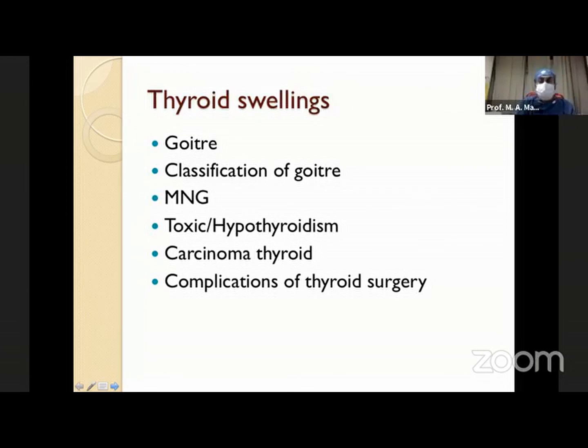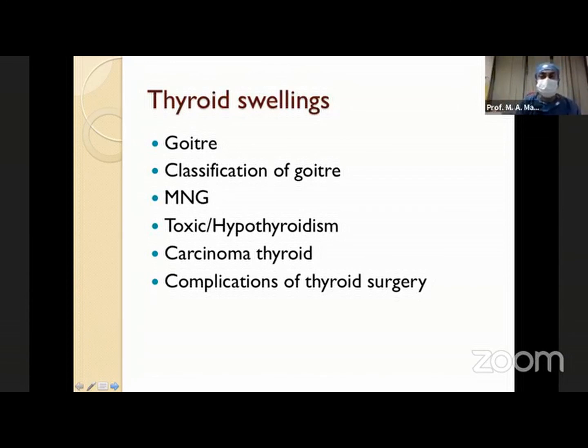Suppose a 35 years old female or male patient presents with two lateral swellings in the neck. One swelling moves on deglutition. Another swelling beside this one is a bit fixed, does not move on deglutition. What do you think? The patient presents with two swellings. One swelling is in the thyroid, which moves on deglutition. The other swelling beside this is a bit fixed. What do you think, sir?